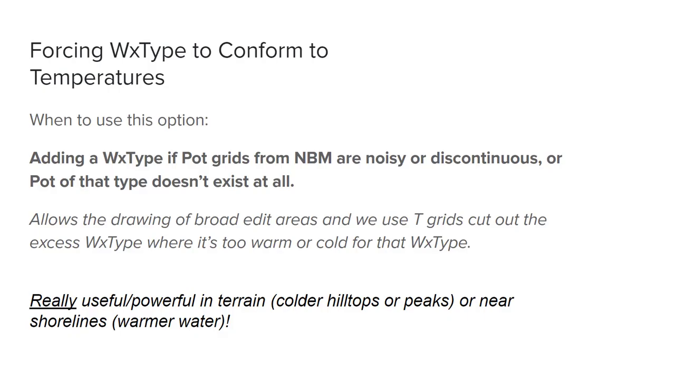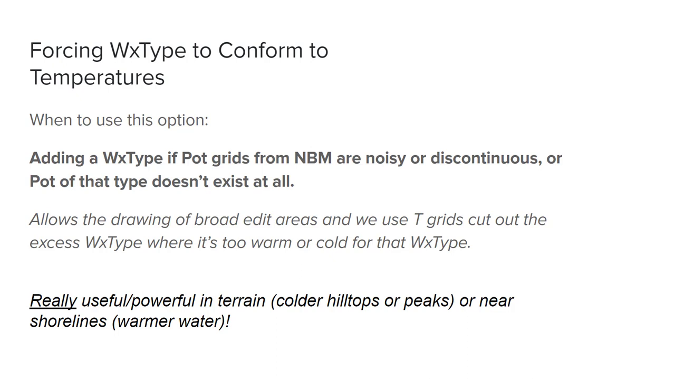You would be hitting the Force Weather Type to Conform to Temperatures button in a situation where you need to add a weather type if the pot grids from the NBM are noisy or discontinuous, or if a pot grid of that type doesn't exist at all. This allows us to draw some broad edit areas, and then we'll use the temperature grid to cut out the excess weather type where it's too warm or cold for that weather type.